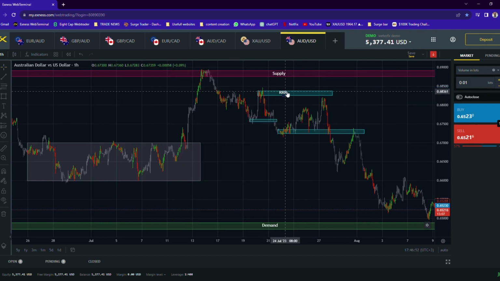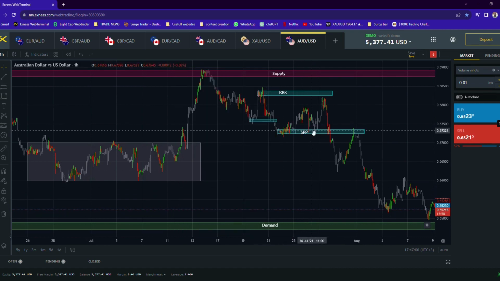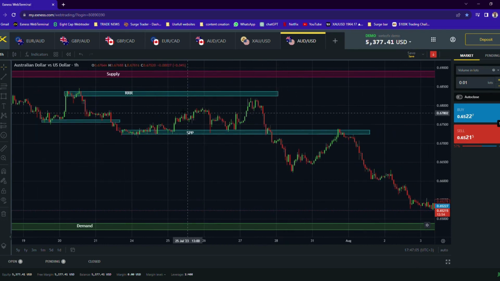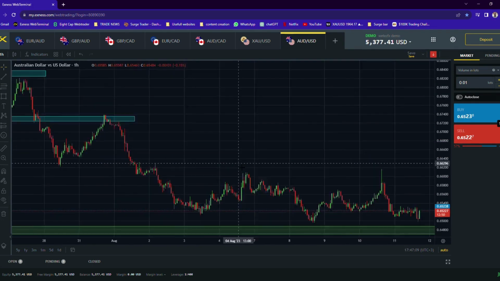We are going to label resistance as RRR, and you're going to label support as SPP. So this is the support and this is the resistance. Support, resistance, as you can see right there.